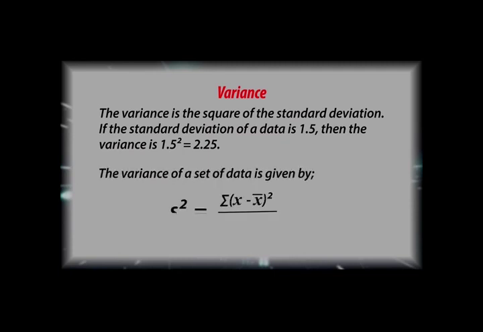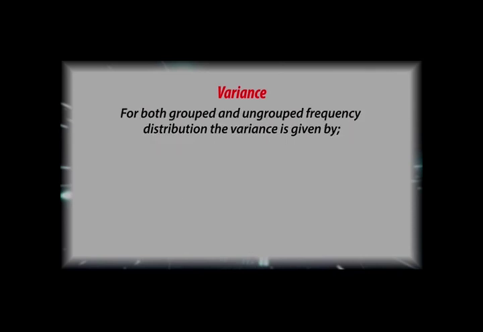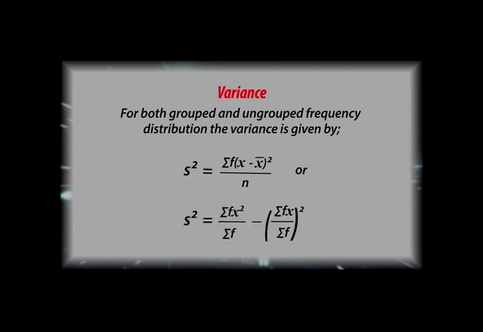And so the variance is given by S squared is equal to sigma (x minus x bar) squared all over n. For an ungrouped frequency distribution, the variance is given by S squared is equal to sigma f times (x minus x bar) squared, all divided by n, or S squared is equal to sigma f x squared divided by sigma f, minus, in brackets, (sigma f x divided by sigma f) squared.